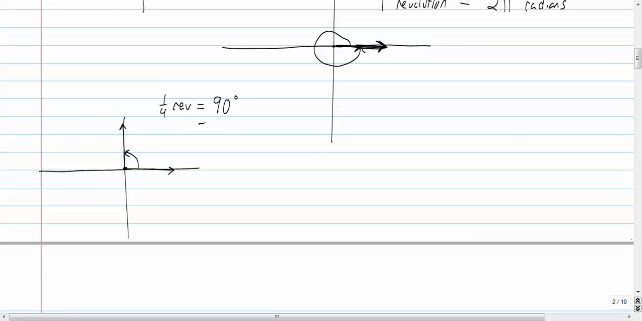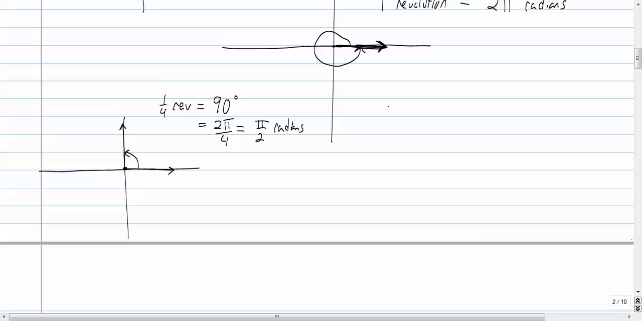So what would that be in radians? If I take a fourth of 2 pi radians, so if it's 2 pi radians and I take a fourth of it, that's dividing it by 4. That will be pi over 2. So 1/4 of a revolution is equal to 90 degrees or pi over 2 radians. So that means 90 degrees is equal to pi over 2 radians, which we'll get into a little later on.